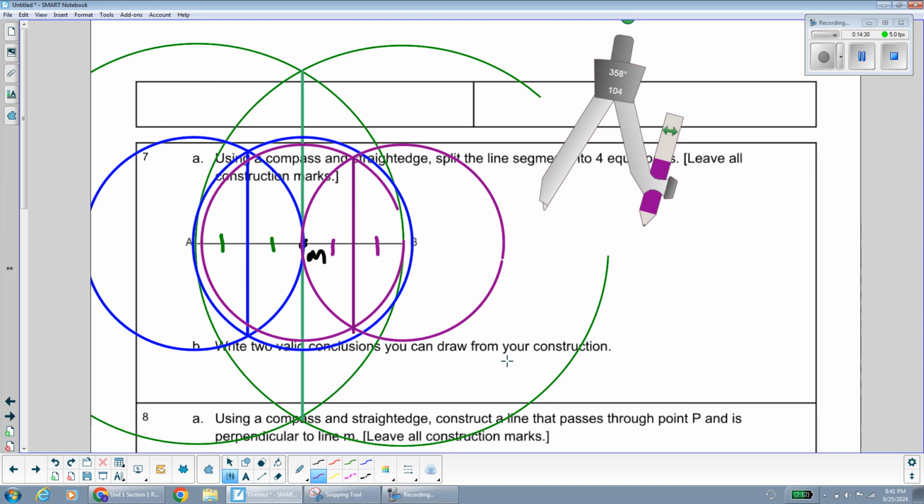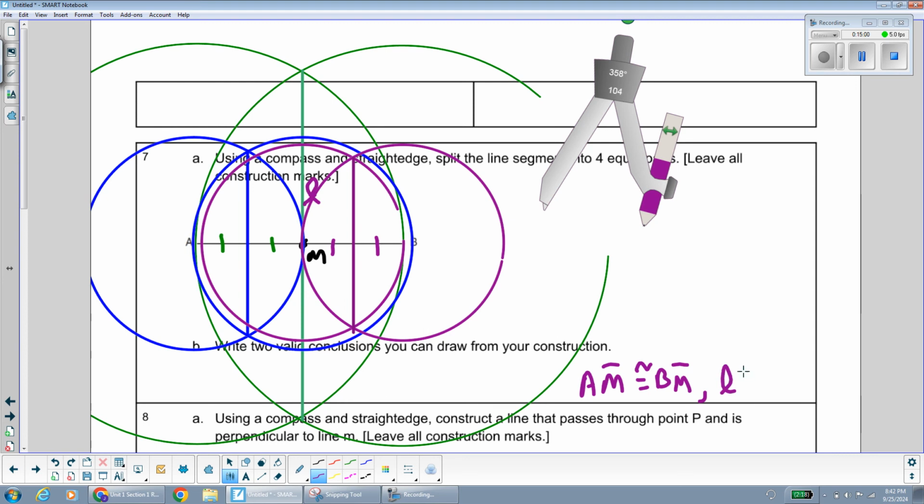Two valid conclusions that I can draw from this construction. There's many. I'm going to say AM is congruent to BM because they're two equal halves, two equal parts. Once again, there's many valid conclusions. And I'm going to say, I'll call this perpendicular bisector L. I'll give it a name.